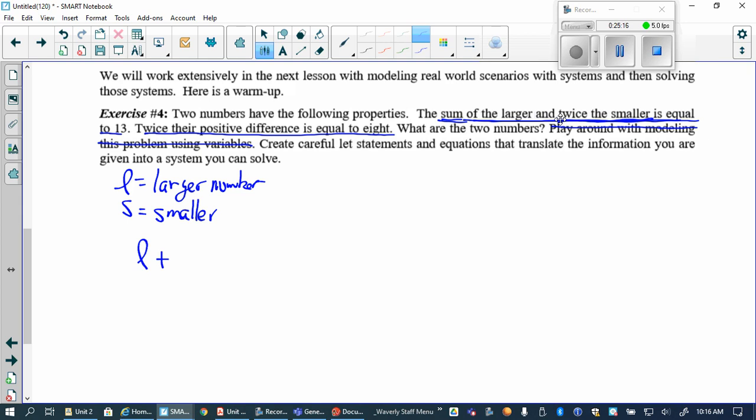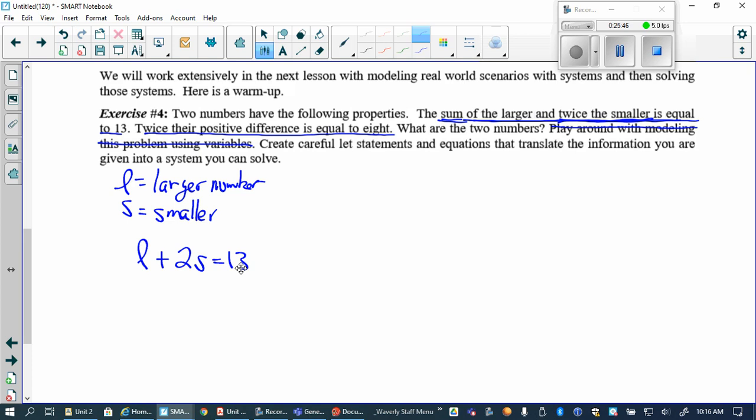Twice the smaller. Alright, go ahead. So twice the smaller, so S times... or we could write 2S, yeah, equals 13. Hey, there's one equation, right? What was so hard? How about this other one? Sum of the larger and twice the smaller. How about this other one?